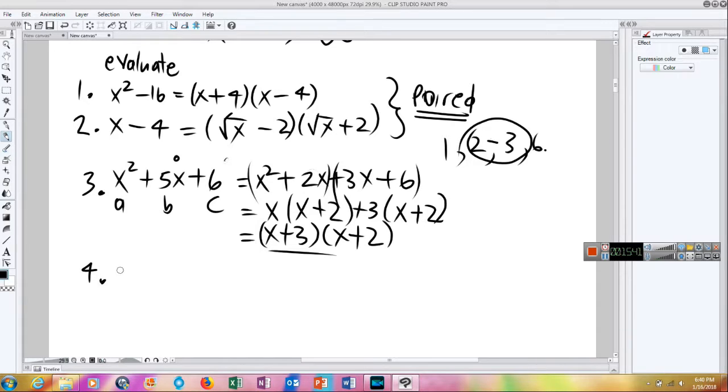So for number 4, we have 3x squared plus 7x plus 2. This time we need to multiply values. The tricky part here is you'd initially say that, but isn't 2 times x just 2? But here's what you need to consider. You have the 3 here and you have the 2 here.